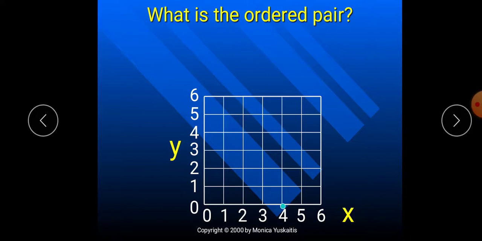What is the ordered pair? It is on the x-axis. So 4 comma 0. Y value is not there. 4 comma 0. Yes. So what is the ordered pair? X is 0, y is 5. So 0 comma 5. A point on the x-axis has y equal to 0, and a point on the y-axis has x equal to 0. You can remember it easily that way.